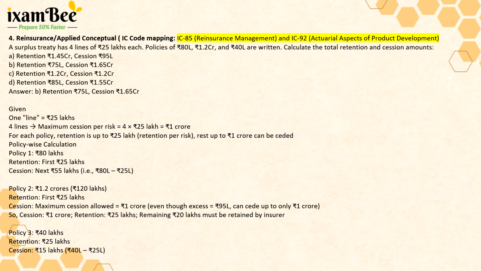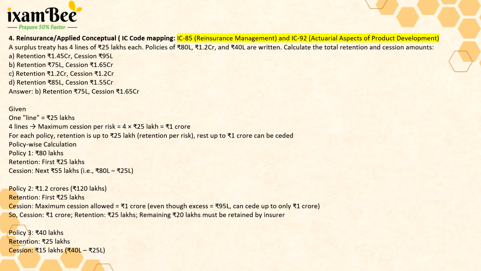Next, we move to question number 4, which is a reinsurance and applied conceptual question, IC 85 and IC 92. A surplus treaty has 4 lines of 25 lakhs each. Now policies of 80 lakh, 1.2 crore and 40 lakhs are written. Calculate the total retention and cession amounts.